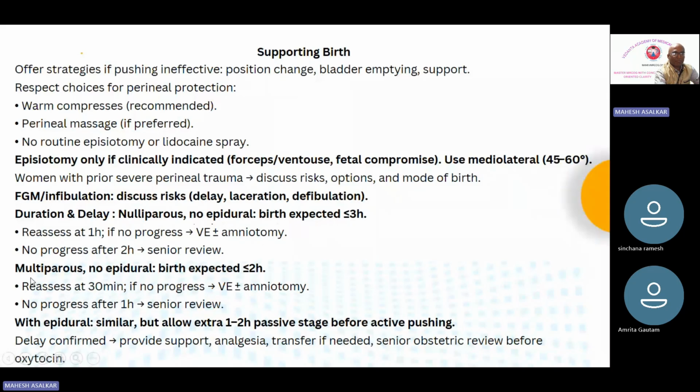Okay, then for a multiparous woman who does not have epidural, birth is expected to happen within 2 hours. Okay, so you will reassess at 30 minutes.